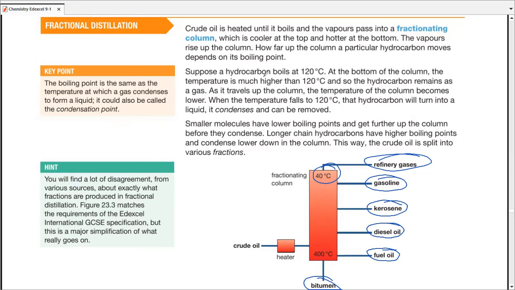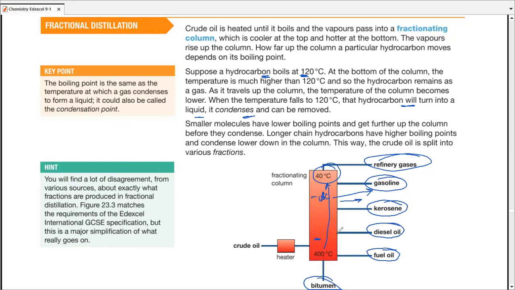Let's take an appropriate example for it. Suppose a hydrocarbon boils around 120 degrees centigrade. So moving from 400 all the way to 40, 120 degrees centigrade would be something that lies around over here, maybe a little bit up or more, but I'm trying to give you an idea of where it's going to stop. The closer it is to 400, the bottommost part it is going to stop at, most probably. The closer it is to 40, the higher it is going to go up in the fractionating column. So when the temperature falls to around 120 degrees centigrade, the hydrocarbon will turn into a liquid. It would condense and can be removed at that specific fraction, whichever fraction that is.